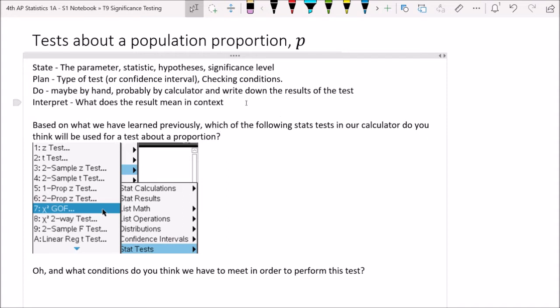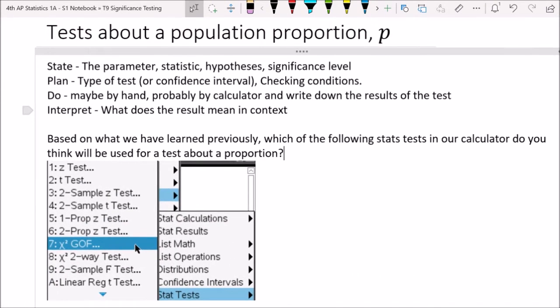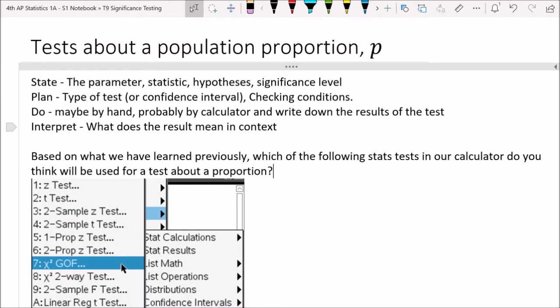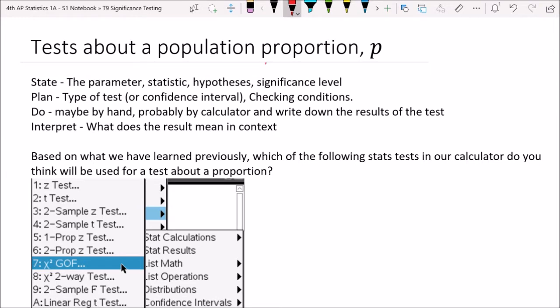What I have up here at the top of the screen is basically what you're supposed to do anytime you get a free response question about this topic. We want to break our answer down into four categories: state, plan, do, and interpret. And that's really what we're going to be looking at today. The calculator stuff is relatively simple and easy. Sometimes the reading can be hard, and sometimes writing these answers out correctly can be kind of hard.